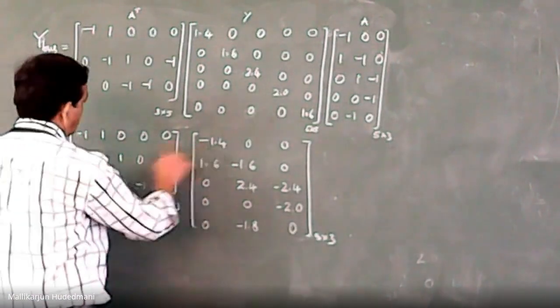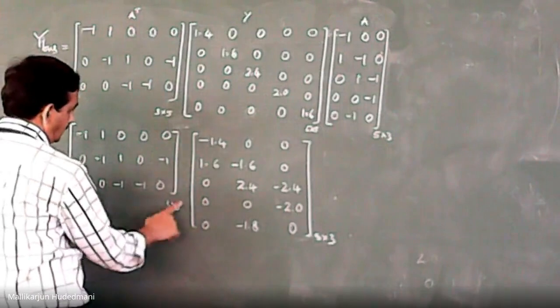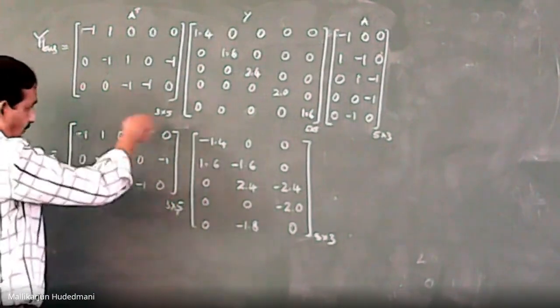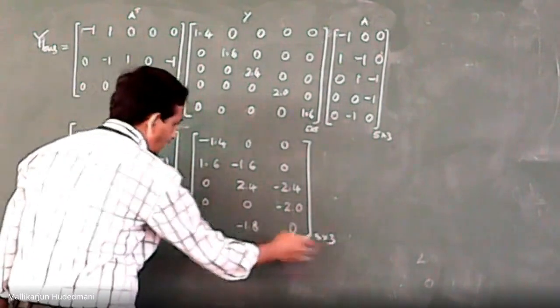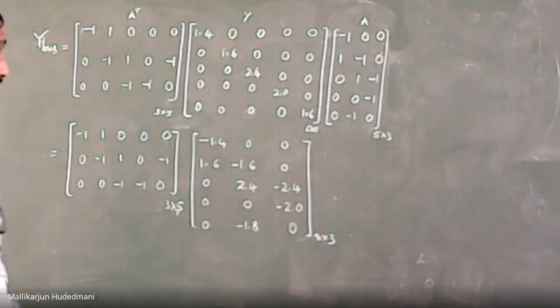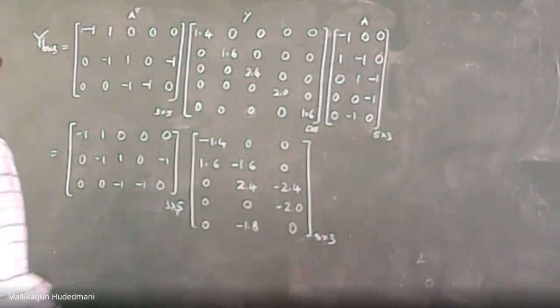So when I take this product with this 3, this must be 3 cross 5. There's 3 rows, 5 columns. 3 cross 5, 5 cross 3 matrix. This should lead you to the final solution. So you can cross-check if somebody would like to verify.